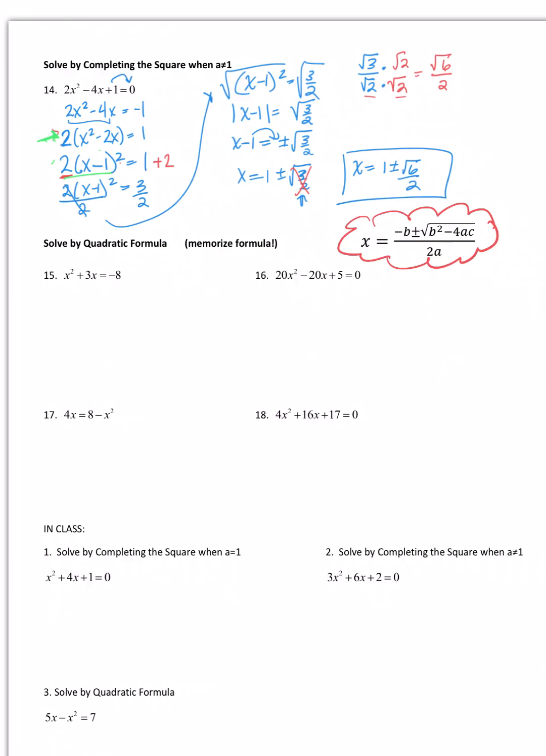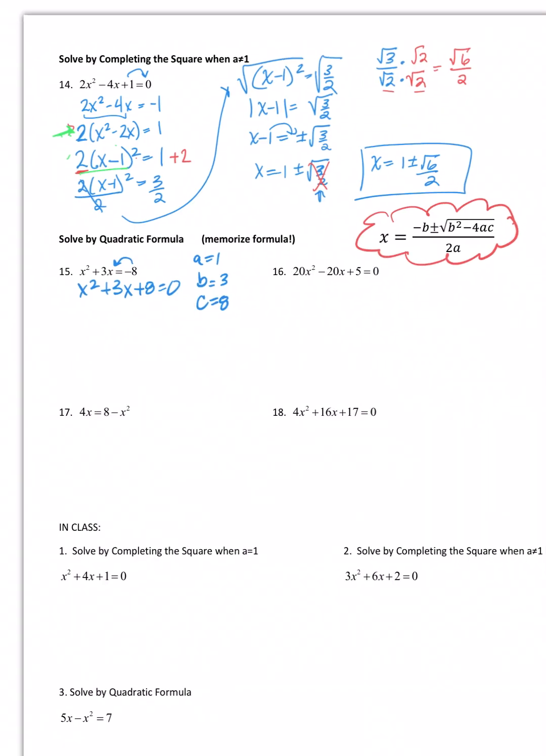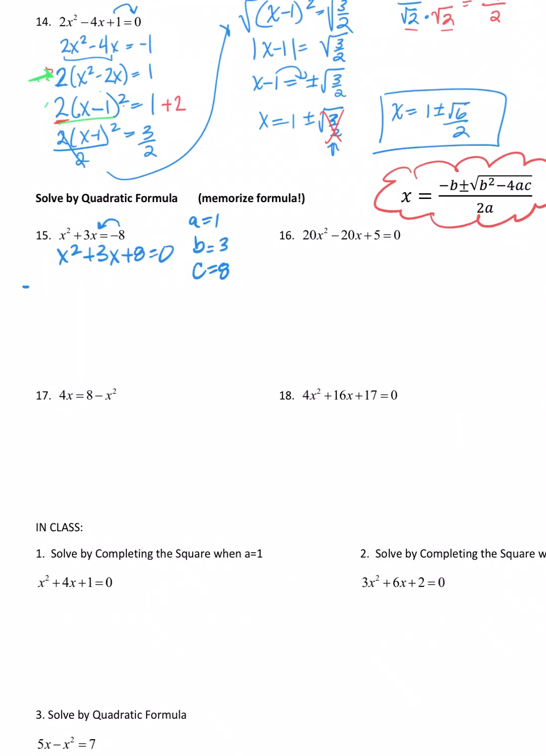So like on number 15, before I can do the formula, I've got to move everything to one side of the equal sign so that I can correctly identify a, b, and c. a is the coefficient of x squared, so in this one a is 1, b is 3, and c is positive 8. All right, so now I plug these values into the quadratic formula to solve it. So it says negative b plus or minus the square root of b squared minus 4 times a times c, all of it over 2 times a.